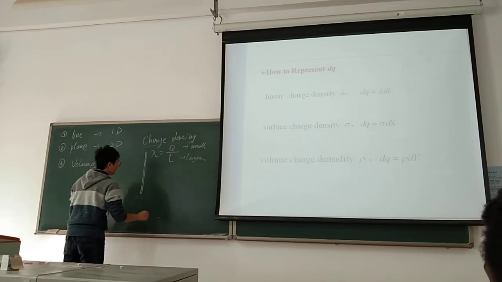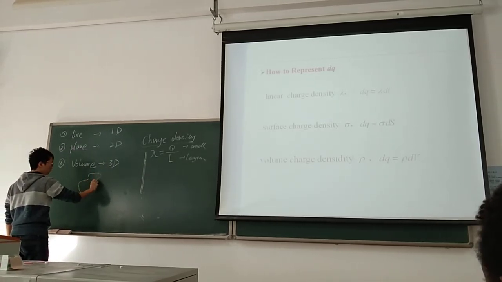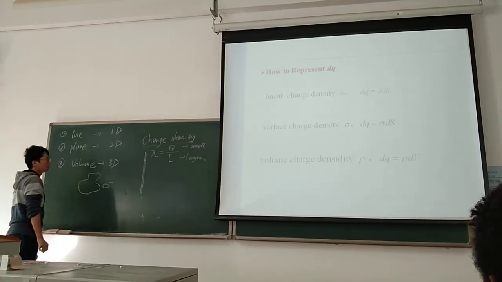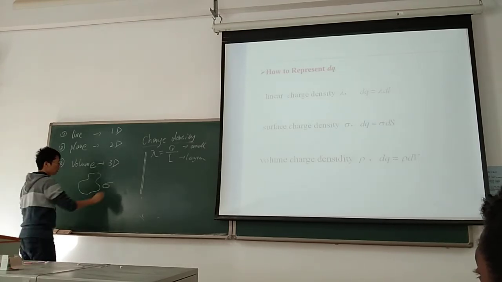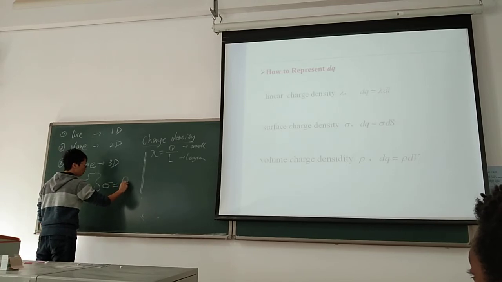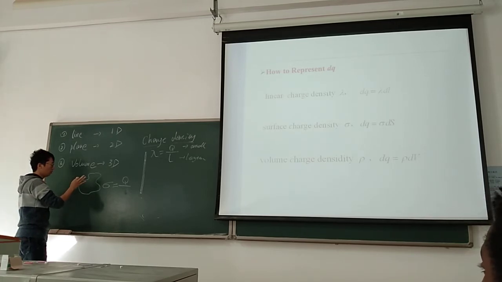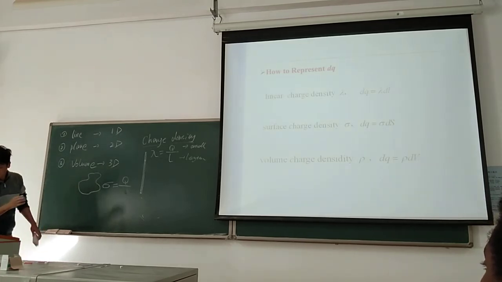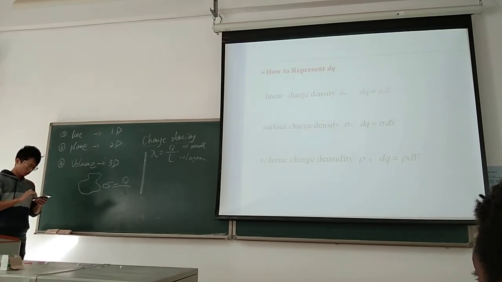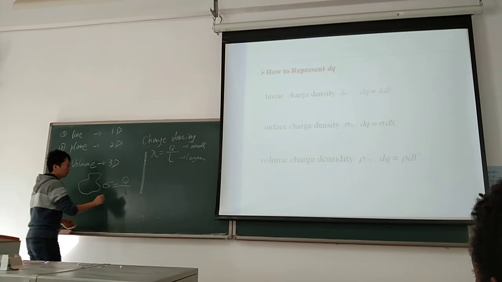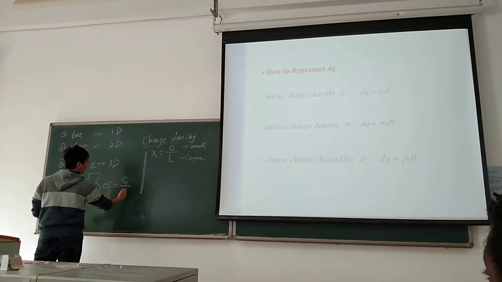Then, for a surface with a random shape, the charge density, sigma, equals Q over the area of it, and then we can analyze.